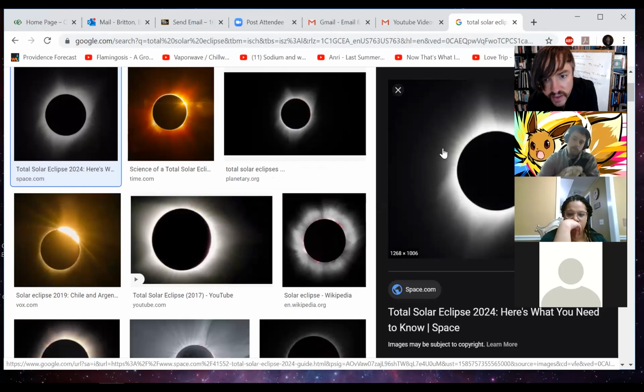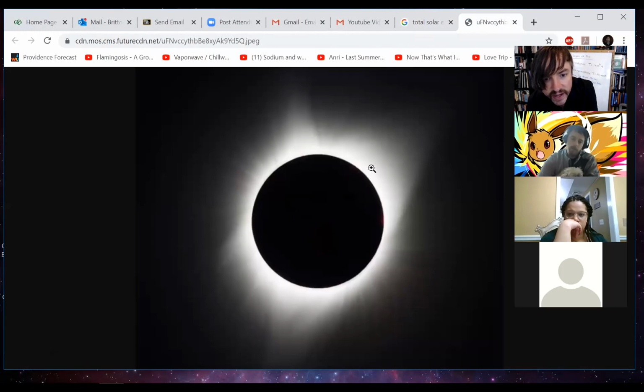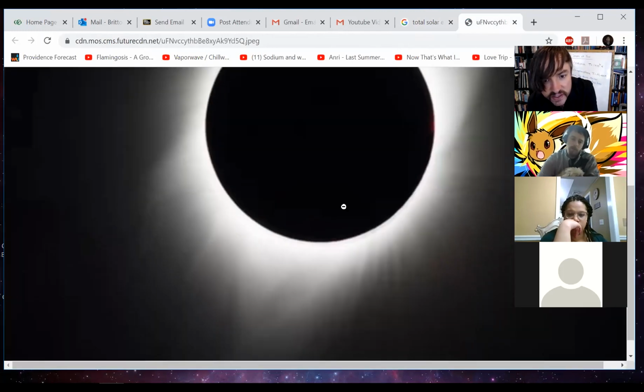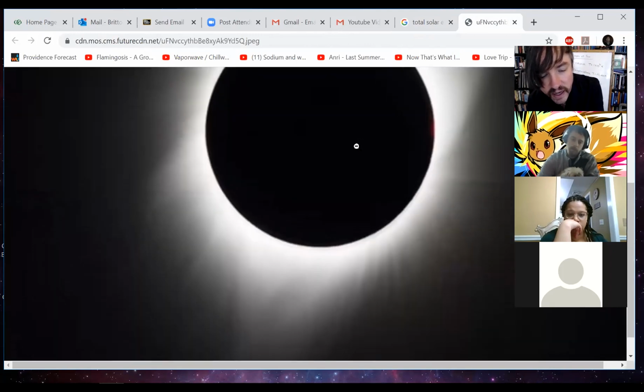And you can see here that during the most recent solar eclipse, right as the disk of the moon covers the disk of the sun, you can see this faint, eerie white light of the corona coming from the sun.